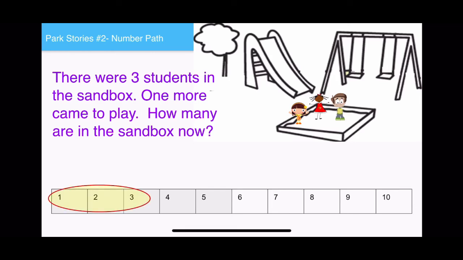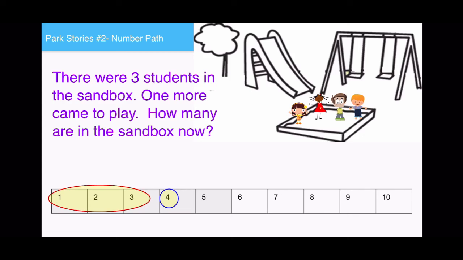Now let's go back and see what to do next. 1 more came to play. So I want you to put how many more down you think you should put down. I'll give you a second again. Nice work. You should have put 1 counter down.